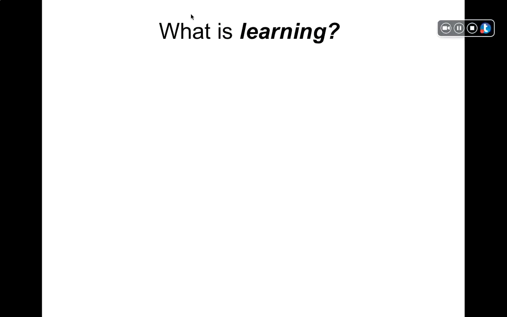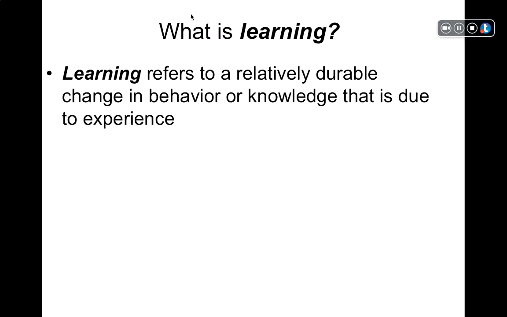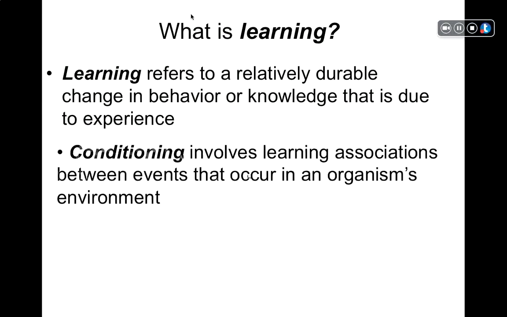Textbook definition: learning refers to a relatively durable change in behavior or knowledge that is due to experience. So we come in the world, and then we have experiences in the world, and then those experiences somehow change us in reliable ways. We can call that learning. Learning takes place through conditioning, and conditioning in its most basic form involves learning associations between events that occur in an organism's environment.